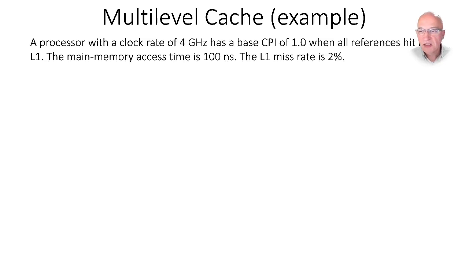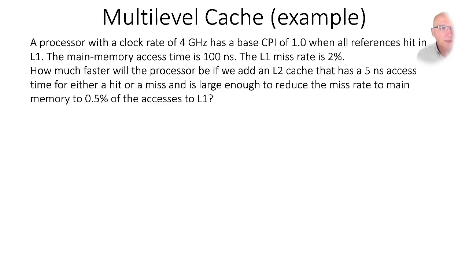So let's look at an example of a system with 2 levels of cache. We have a processor that is running at a clock rate of 4 gigahertz. It has a base CPI, the average number of clocks per instruction, of 1 when all the references hit in the L1 cache, so when there is no delay because of memory accesses. The main memory access time in this processor is 100 nanoseconds, and the L1 miss rate is 2%.